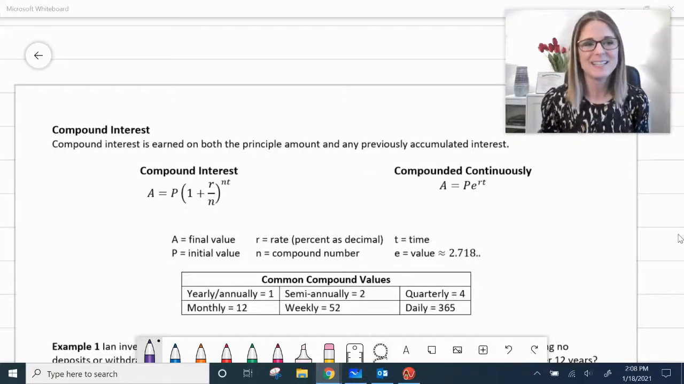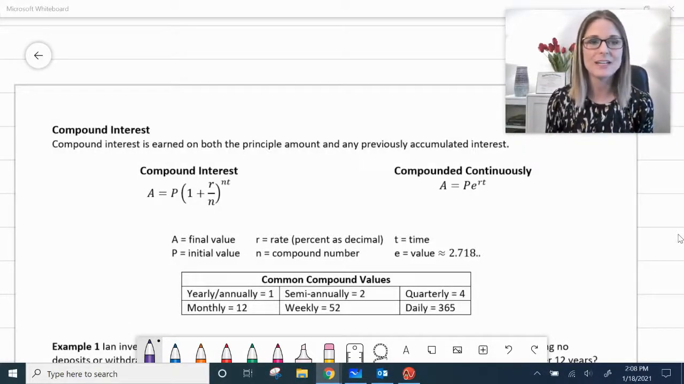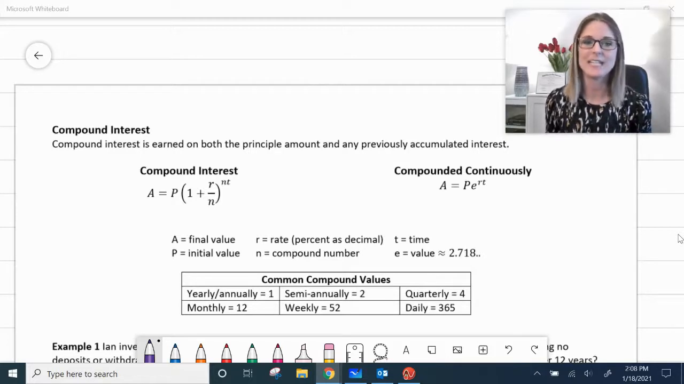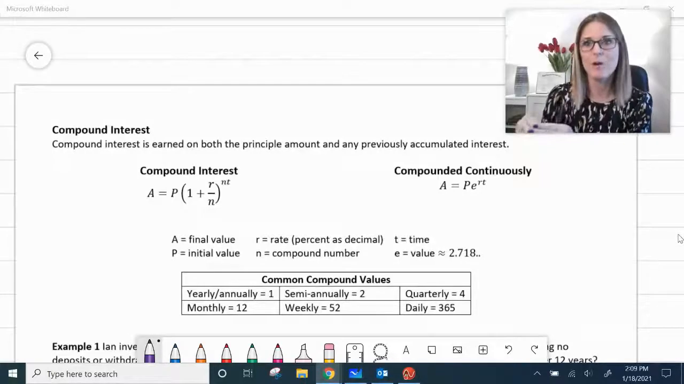Hey guys, for our next lesson, we are going to talk about compound interest. Compound interest is earned on both the principal amount, and your principal amount is the initial amount that you deposit, and any previously accumulated interest. Every time that it is compounded, I'm getting interest paid off everything that I have up to that point. So, my initial plus anything I've gained up to that point, I earn money on. And then the next time, my initial amount plus whatever I've earned, I get money on.